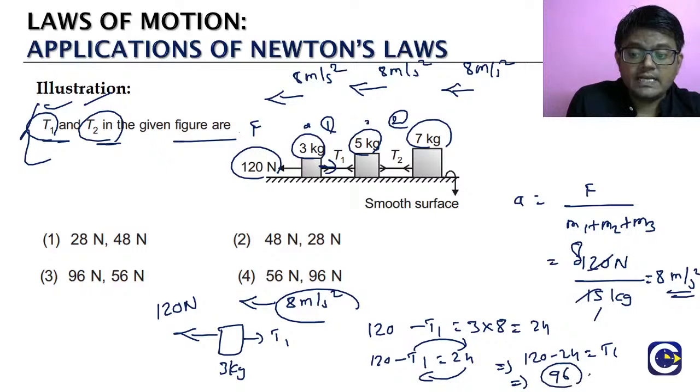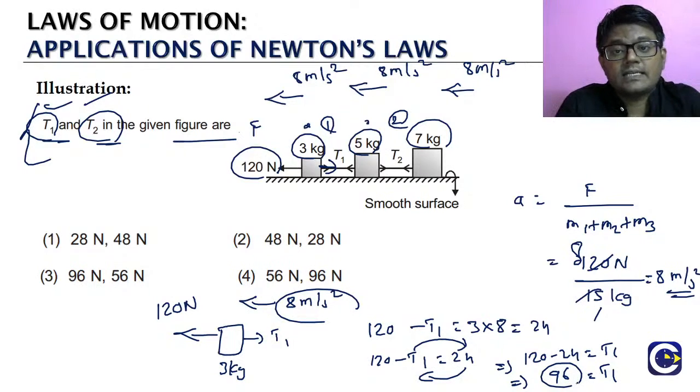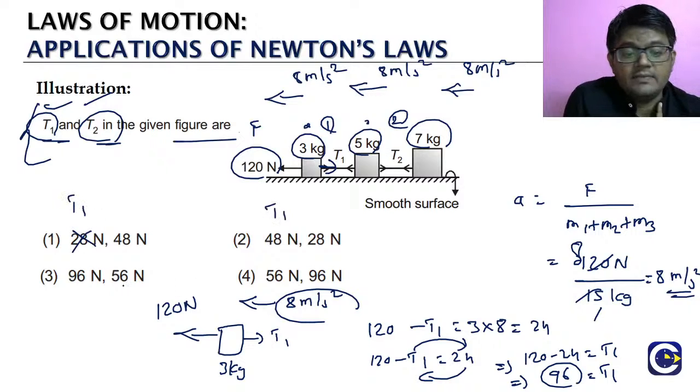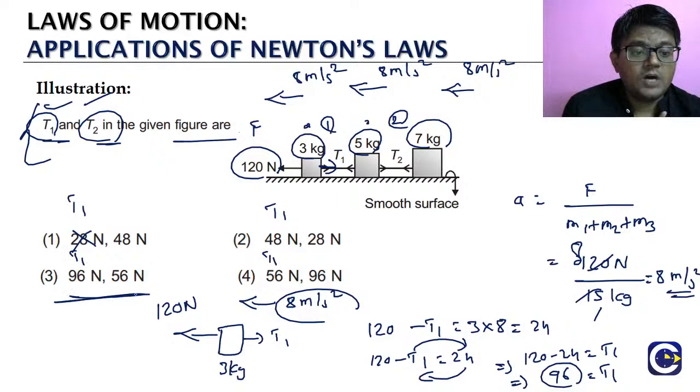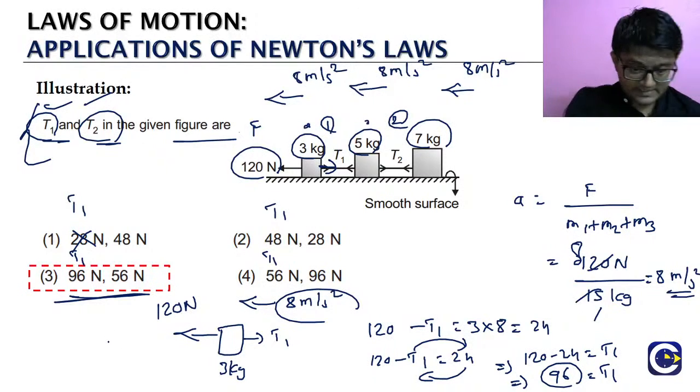T1 value என்னது? 96. இந்த value பார்த்துட்டு we can just tell what is the correct answer. ஏன்னா பாருங்க, they're asking T1 and T2, first is T1, second is T2 தானா. So option 1 கிடையாது. ஏன்னா இதுல T1, this is T1, this is T1. பாருங்க, only option 3 is giving us T1 value as 96.